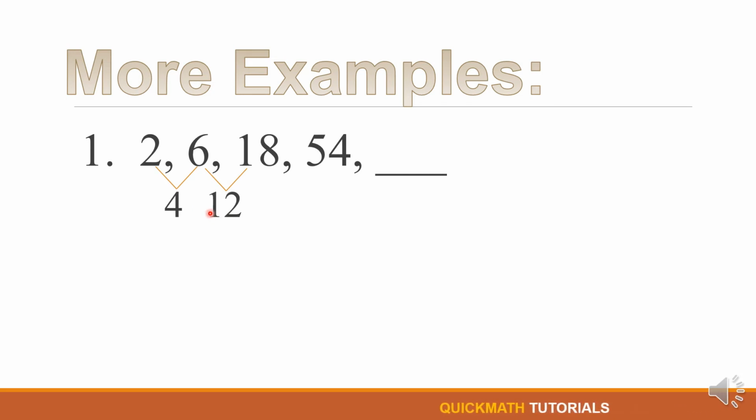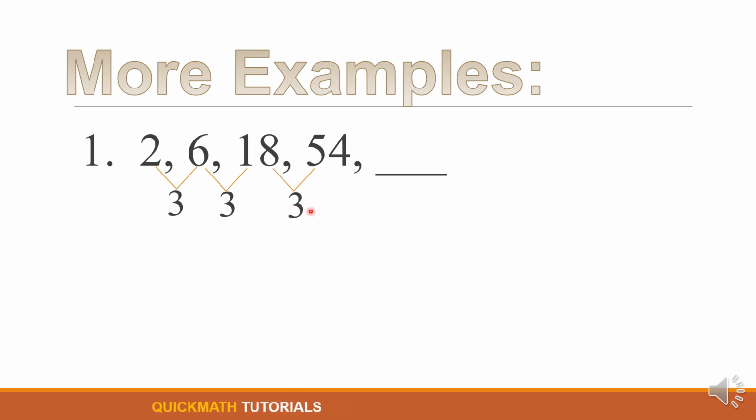Now let's try to divide. We will divide the second to first, the third to second, and the fourth to third. So 6 divided by 2 is 3. 18 divided by 6 is 3. 54 divided by 18 is 3. Therefore, the pattern is, if you will reverse it from left to right, we will multiply by 3.